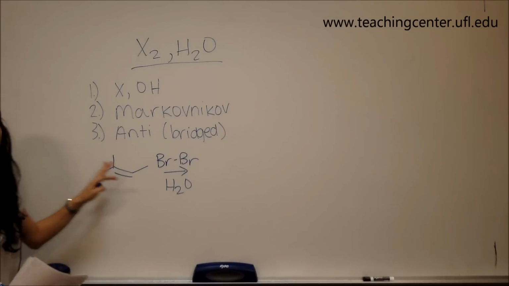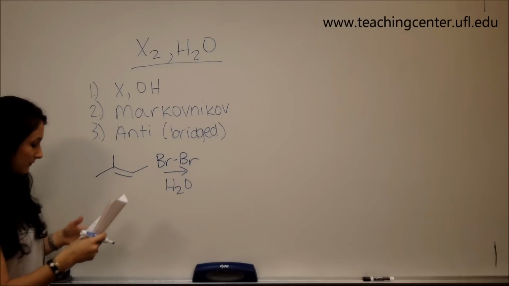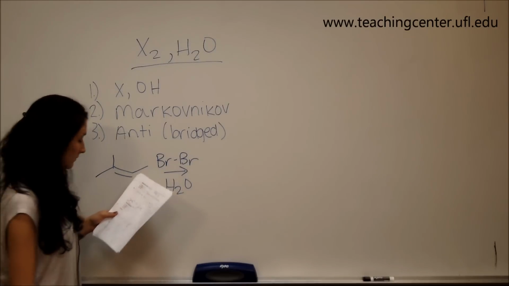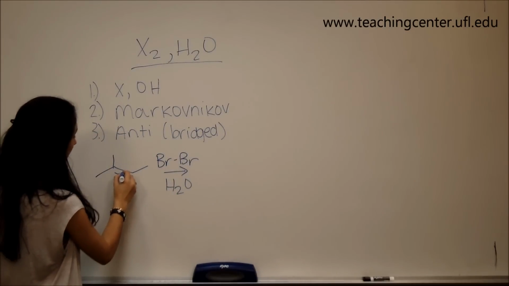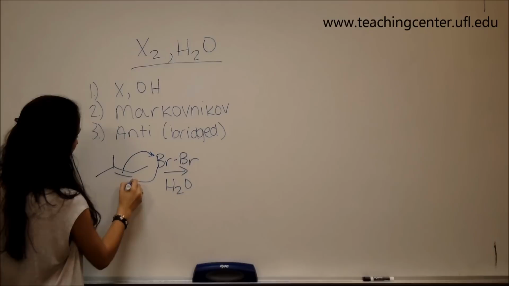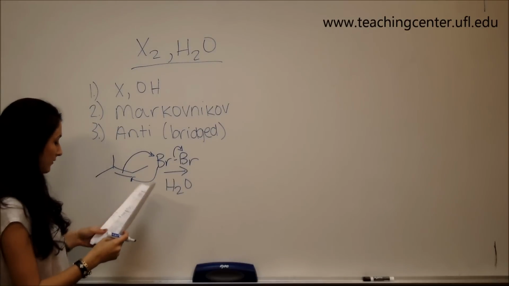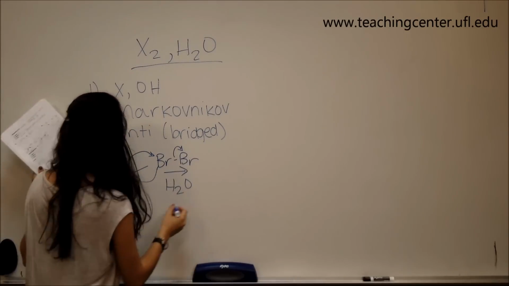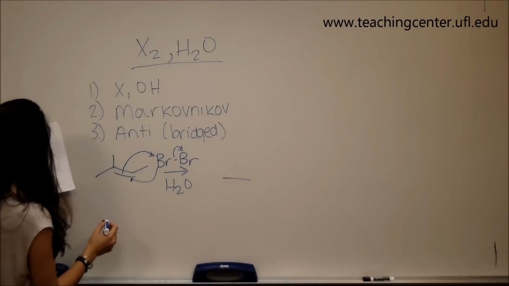Okay, so we have this, and we're reacting it with Br2 and H2O. So what do we end up getting? So what we end up getting is this alkene is going to attack the bromine, which is also going to come back and attack it. And we're going to break the bromine off. So what do we get now? So we have this bromine.